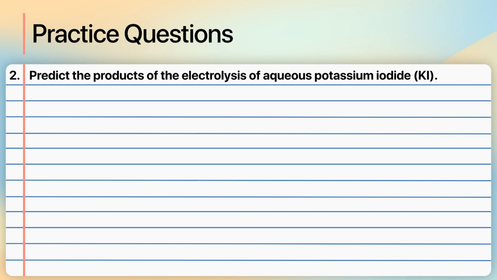Now, for our next question, predict the products of the electrolysis of aqueous potassium iodide. You may want to pause here to have a go.